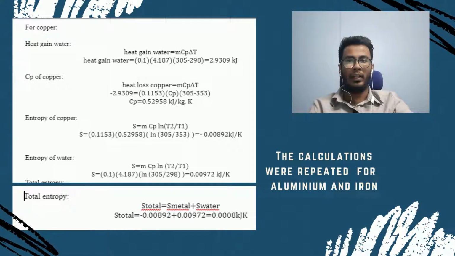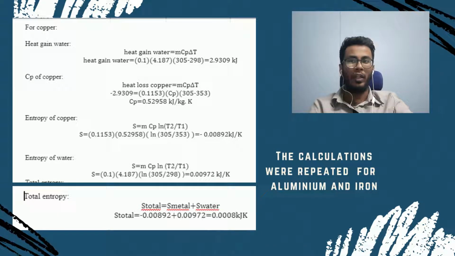From this we can calculate the heat capacity of copper using the same formula, and we will get the heat capacity of copper equals 0.52958 kilojoule per kilogram Kelvin. From here we can calculate the entropy change of copper using the formula: mass times heat capacity times ln of temperature 2 divided by temperature 1. Here temperature 2 is 305 Kelvin and temperature 1 is 353 Kelvin, and using the formula we get the entropy change of copper equals negative 0.00892 kilojoule per kilogram.